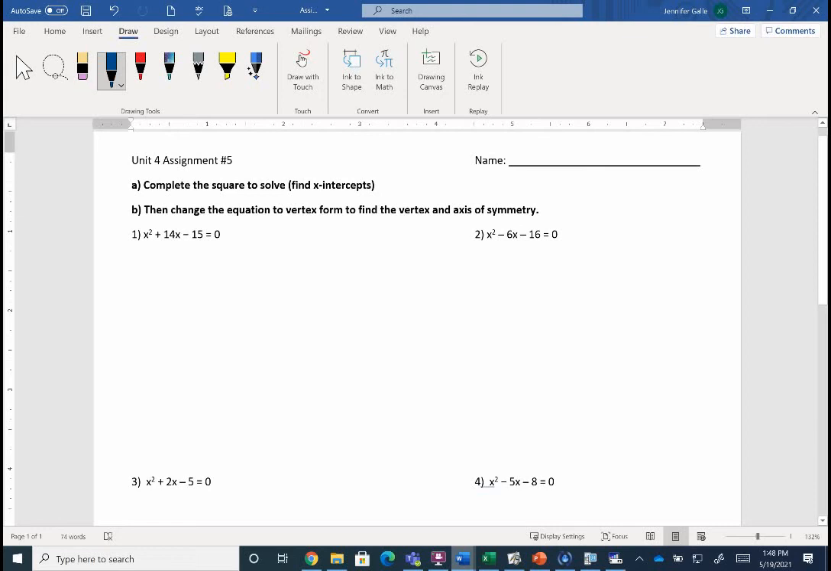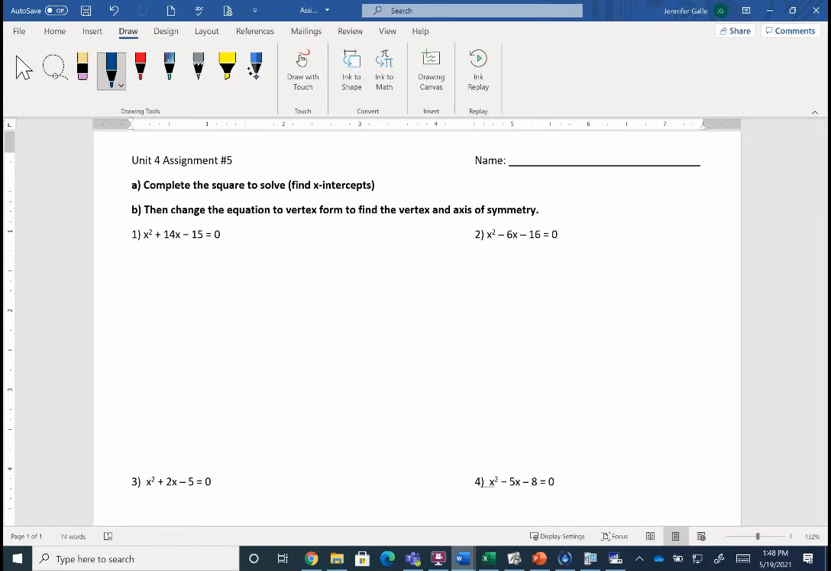Answer key for Unit 4, assignment number 5. Please feel free to fast forward to whichever question you need. So we're going to start by completing the square to find our x-intercepts, and then we're going to change the equation to vertex form to find the vertex and axis of symmetry.